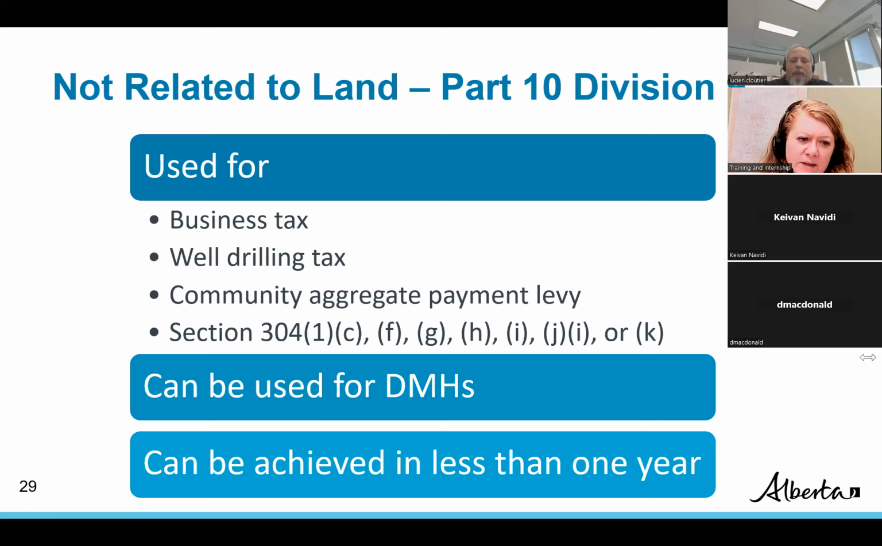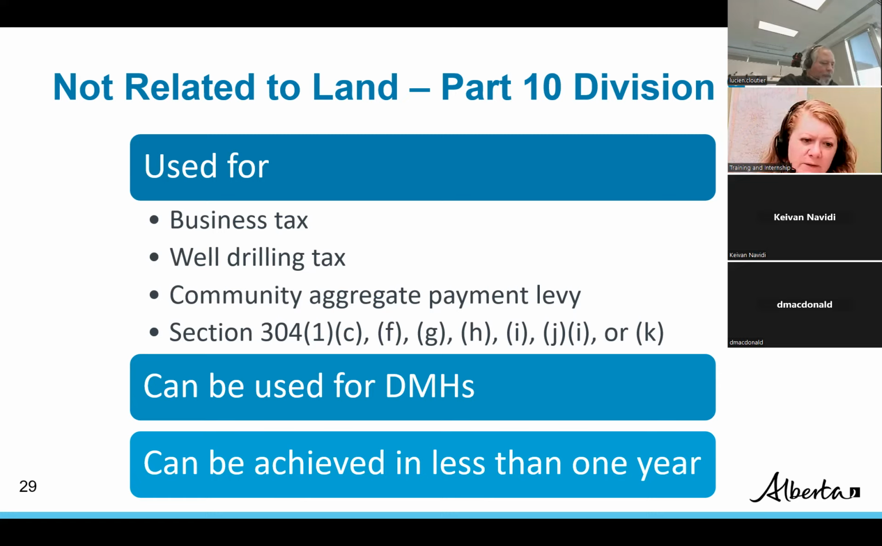So again, the process for this method is completely different compared to the other two. And this method is all about seizure of personal property and goods as opposed to registering an interest in a parcel of land or a DMH. Personal property can include a wide range of items such as vehicles, office equipment, recreational vehicles, household goods, machinery, aircraft, etc.